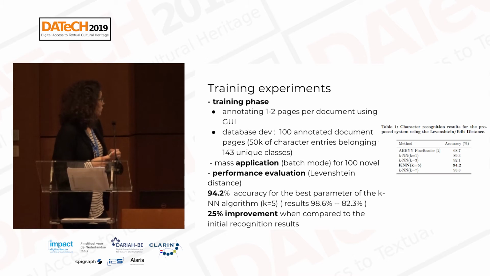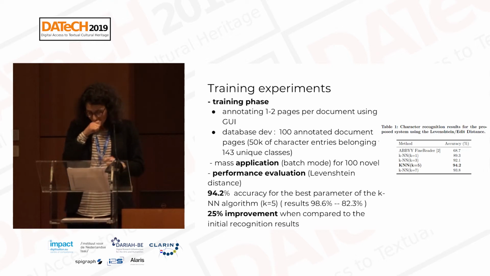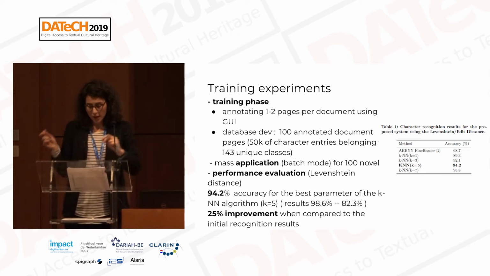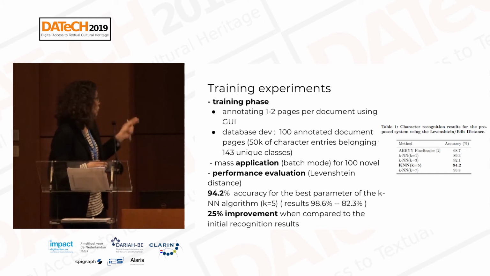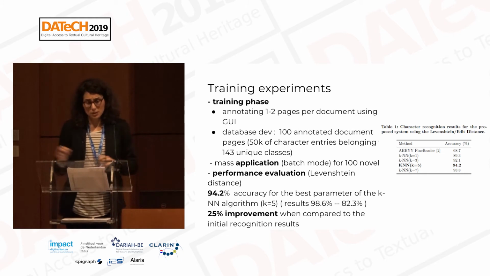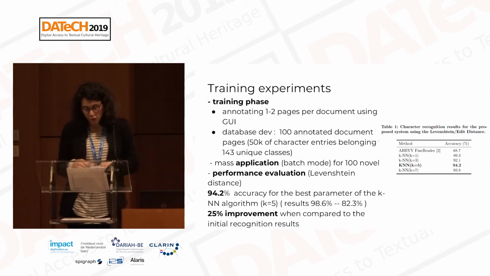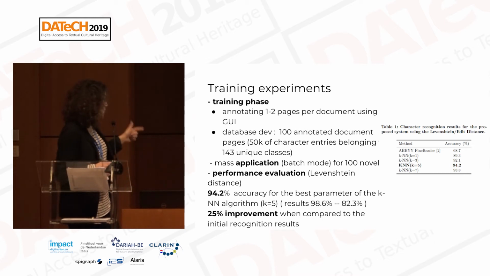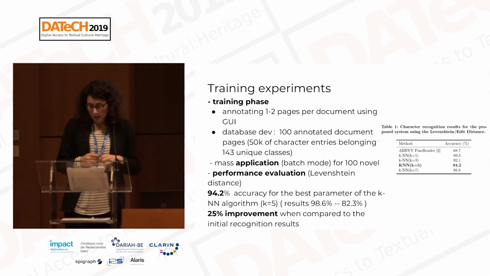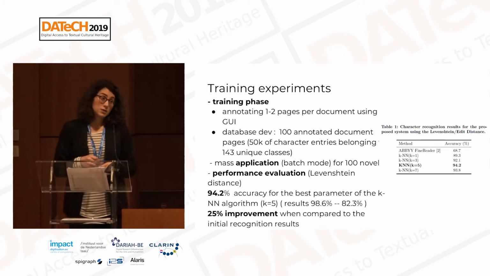As for the performance evaluation, we used the Levenshtein distance between the predicted transcription of the OCR page and the manually annotated transcription, and we reached an accuracy of 94.2% for the best parameter of the KNN algorithm, which was 5. The results varied a lot, and the maximum was, for example, for noise-free fonts. This was also a 25% improvement of the system results compared to the initial recognition results, which was a great improvement.